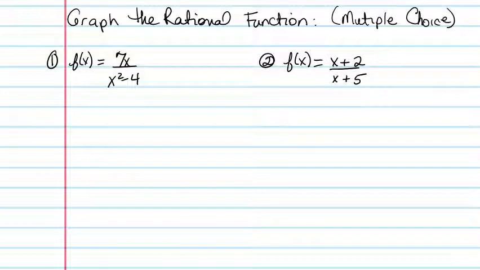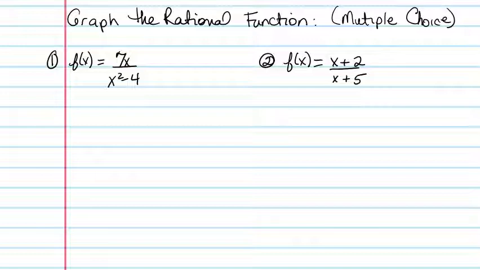Okay, so now these are the last problems on our homework, and they say graph the rational function. Now the graph part of this is multiple choice. So really all we have to do is determine the vertical asymptotes, the horizontal asymptotes, oblique, and then plug in a number to see if it works.